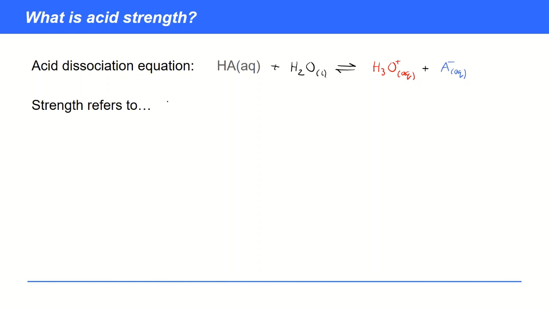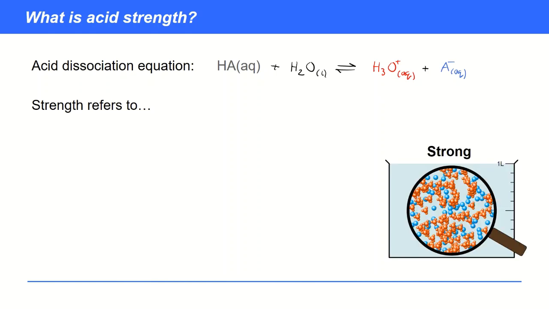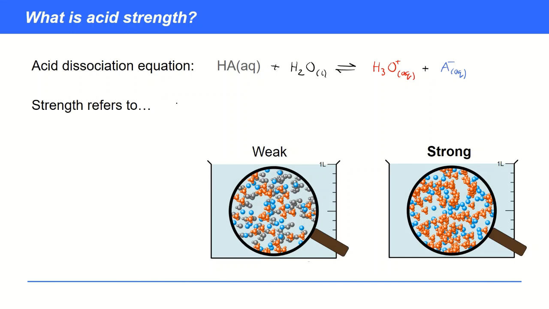Now, what you've probably come across before when you're talking about acid strength is that this reaction will essentially go to completion for a strong acid, so it will be fully dissociated into H3O+ and A-, something like this, where there's only H3O+ and A- around. Whereas if you have a weak acid, something like this, you've got plenty of HA, the grey molecules here, still present. So the strength refers to the extent of dissociation.